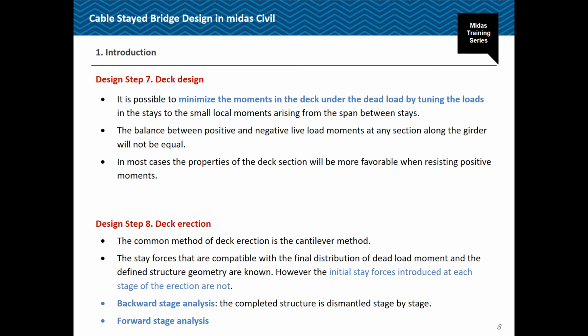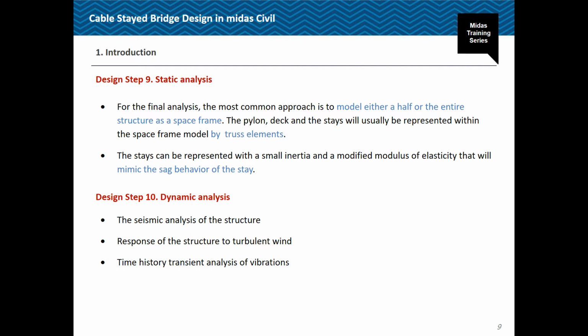The ways of determining the deck erection loads or the stay erection loads are backward analysis or forward analysis. In the backward analysis, you operate a progressive dismantling of the structure, going backwards from the finished state to the initial state. The forward stage analysis takes into account the actual construction sequence of the structure, starting from the initial stage and ending at the completed stage. After the forces are determined for the permanent case and construction stage as well, we can proceed with the static analysis, doing a moving load analysis and applying all the rest of the loads.